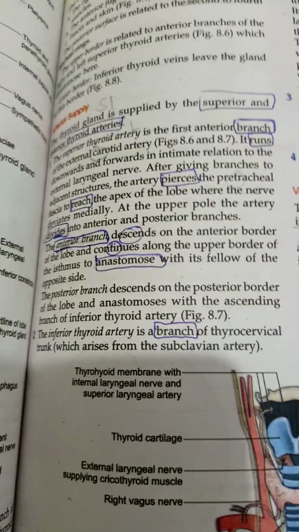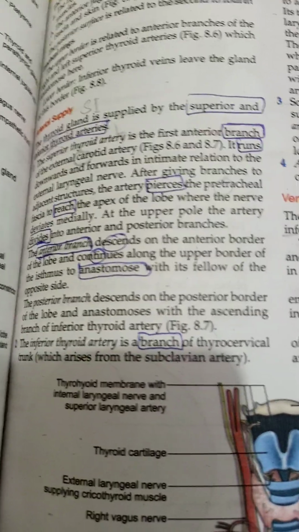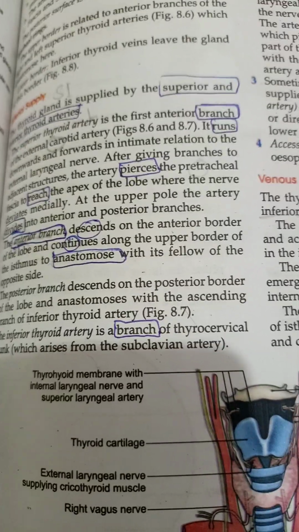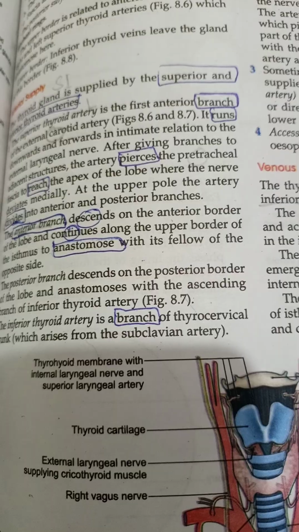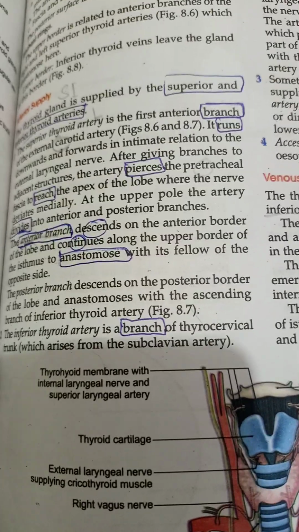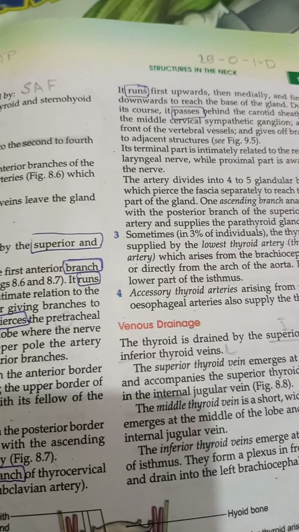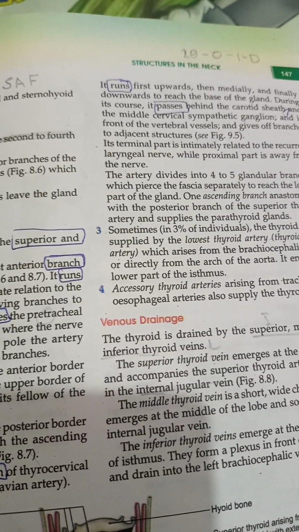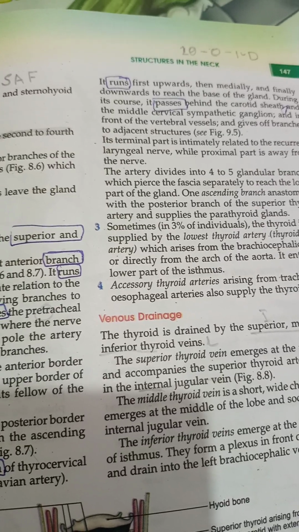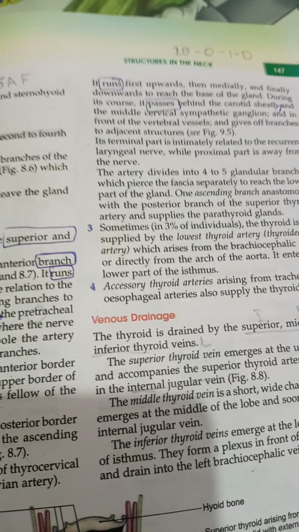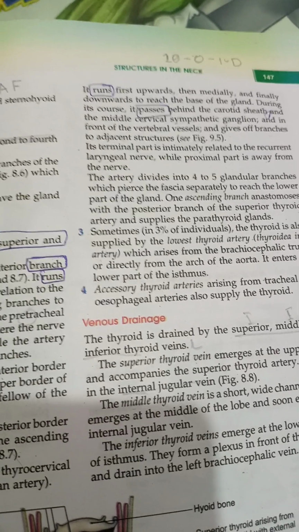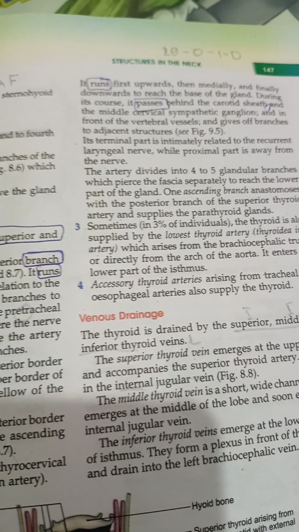So, the first point is that the inferior thyroid artery is a branch of the thyrocervical trunk, which arises from the subclavian artery. It runs upward, then medially and finally downwards, and then it passes behind the carotid sheath.